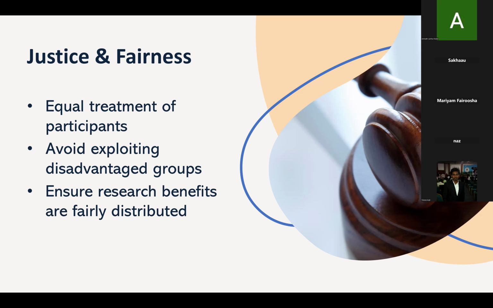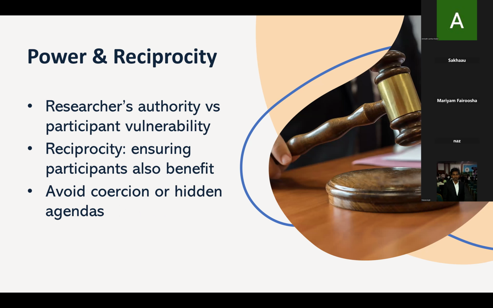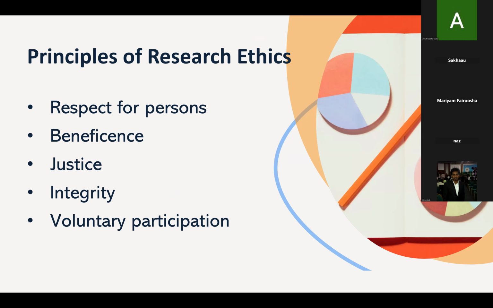Justice and fairness, I think we have talked about this: equal treatment of the participants, avoiding exploitation. Power and reciprocity: again, we've talked about how you don't abuse power and avoid coercion or hidden agendas. I'm just listing those because we have talked about this in the principles. So these are the main principles in terms of research ethics.